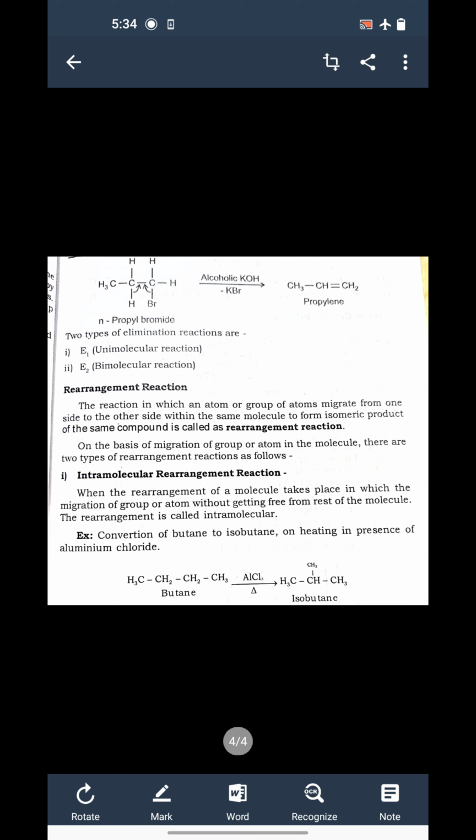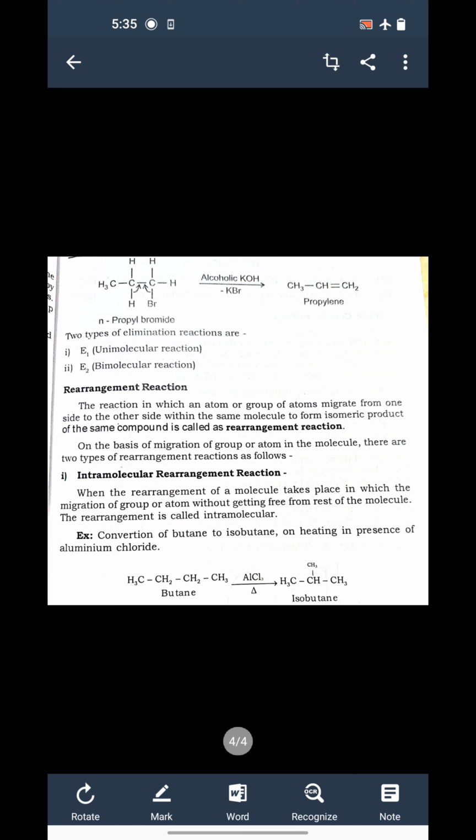Then the next one, the last reaction, is rearrangement reaction. This is a simple reaction. In this reaction, atoms or groups of atoms migrate from one position to another without deletion, without elimination, without addition. Only the position of the atom or atoms changes, and so we get an isomeric product of the same compound. Therefore this type of reaction is called rearrangement reaction, because only rearrangement of atoms takes place.